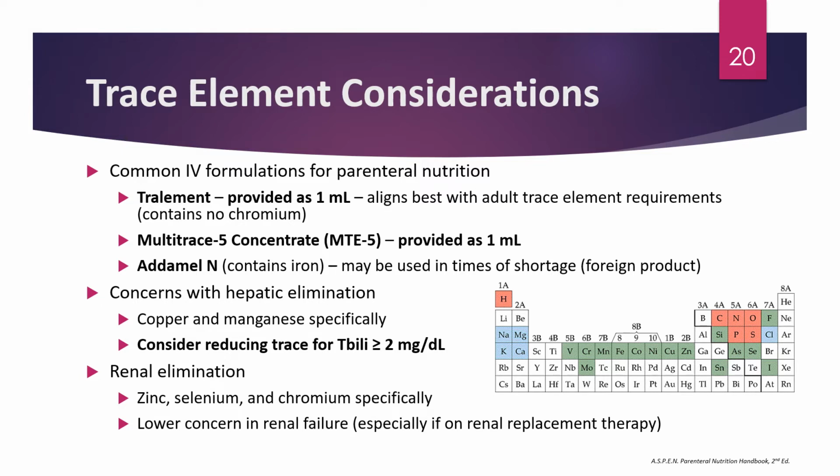So you always have to look to see on your product what is going to be your typical daily amount for an adult patient. And again, we talked about manganese on the previous slide. If you have patients who have hepatic elimination issues with T-bili greater than 2, we'll typically reduce those Trace Mint and Multitrace element requirements down.